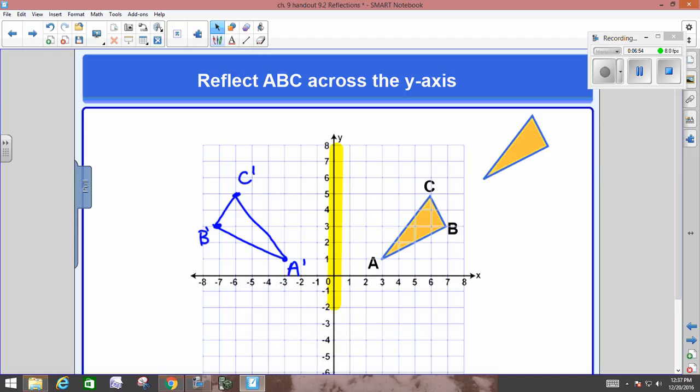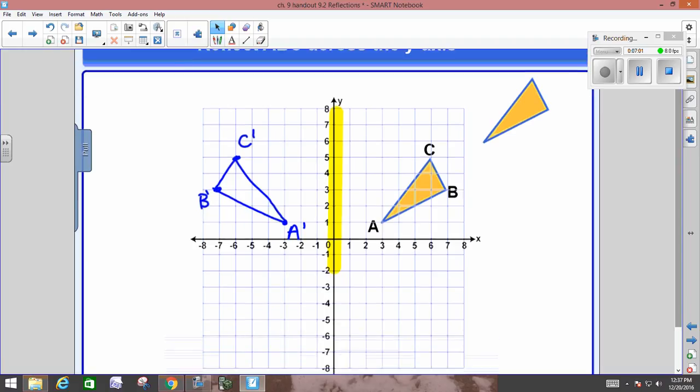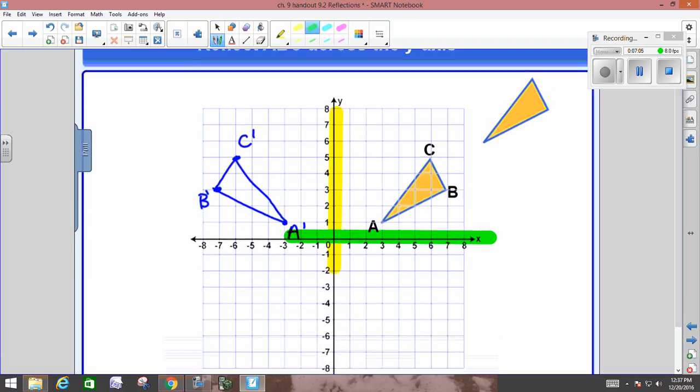Okay, the next time we're going to reflect ABC across the x-axis now in the same graph. So now we're going to go across the green line up here. A is 1 above it, so then you're going to go 1 below it and name that A double prime. B is 3 above the x-axis, so then you're going to go 3 below the x-axis. That's B double prime. And C is 5 above, so then you'll go 5 below.